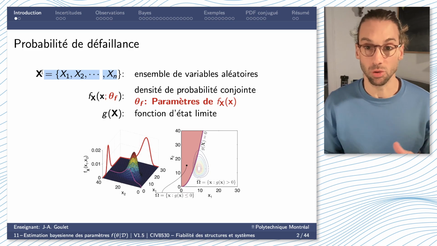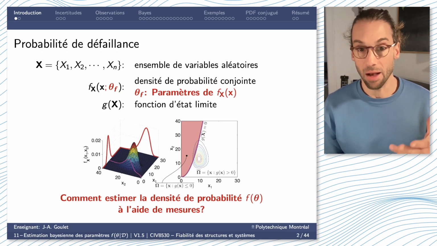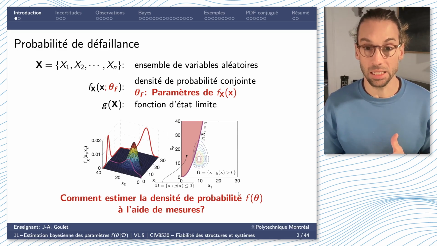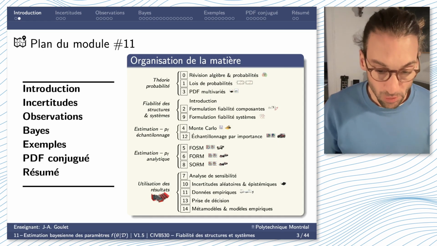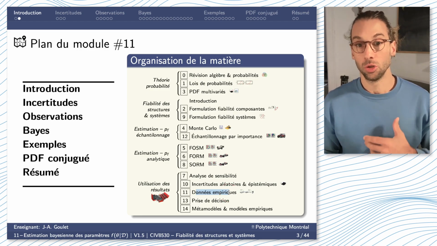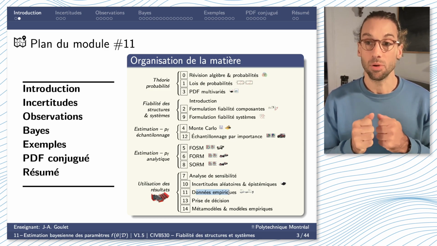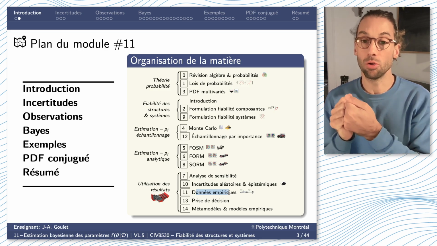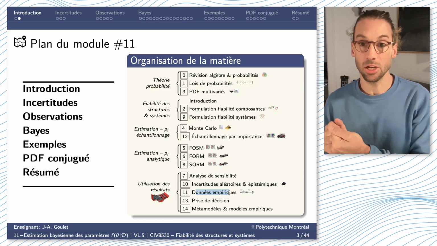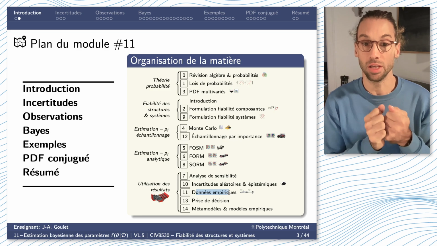All of this seems to be convoluted. We're going to disentangle all of it in this module 11. Basically, how can we estimate the probability density for the parameters involved in f of x using empirical observations? This is our third tool in our toolbox to use the results from reliability analysis, where we're going to see how we can integrate empirical observations into our reliability analysis through the estimation of the posterior density for the parameters involved in f of x.